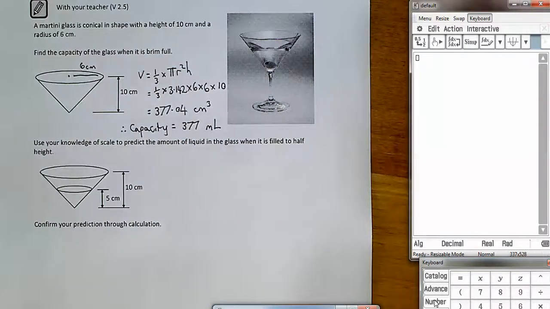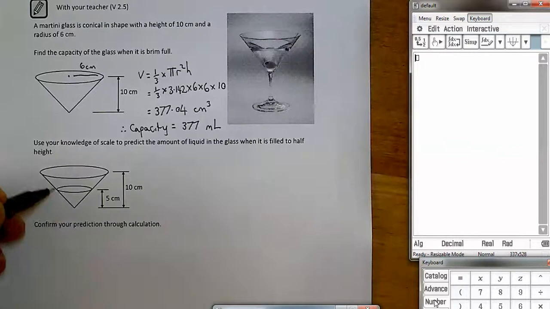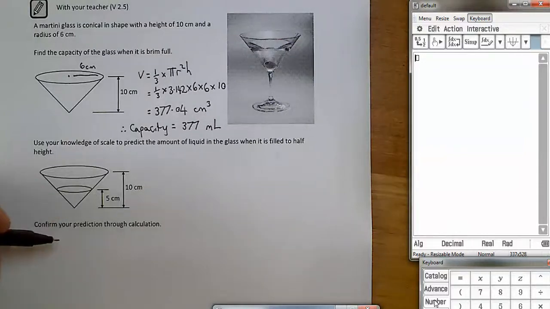Now we're asked to use our knowledge of scale to predict the amount of liquid that's in the glass if it's filled to half its height. Now you'll notice this small cone here is exactly the same shape as the large one. It's got the same angles and everything's in proportion. So it's just a scaled down model of the big cone. It's in fact half its height, all its dimensions will be halved.